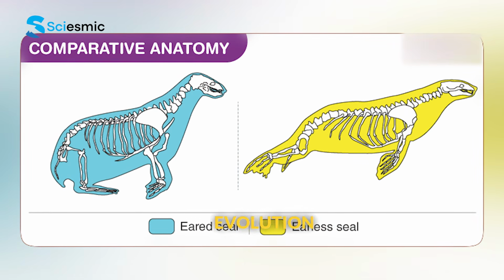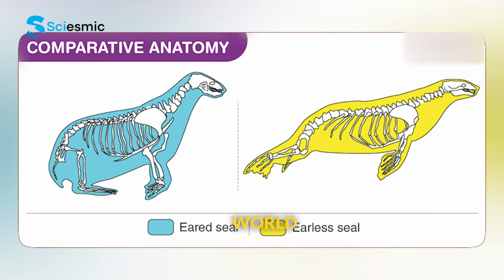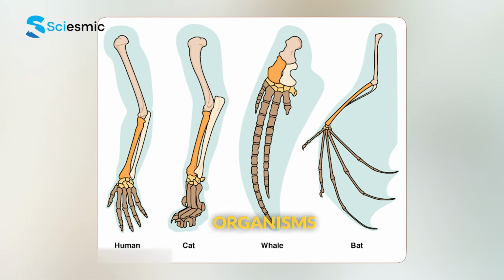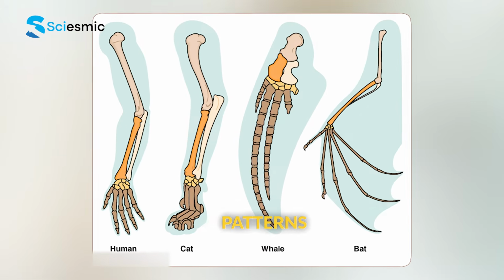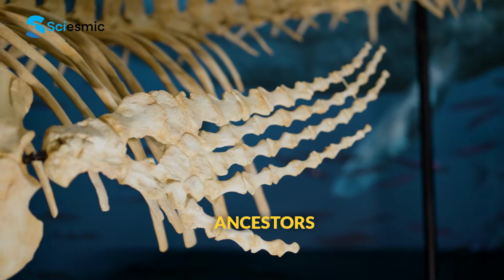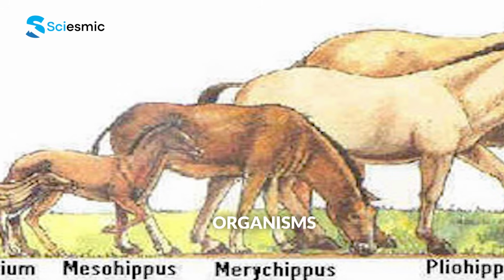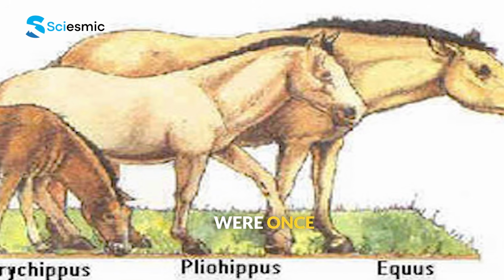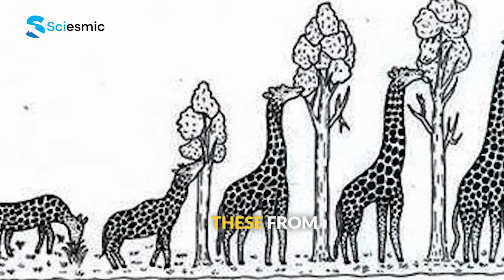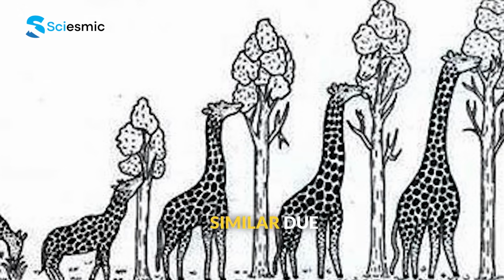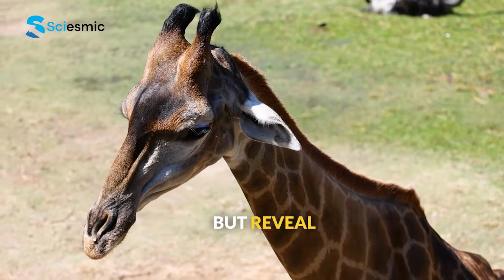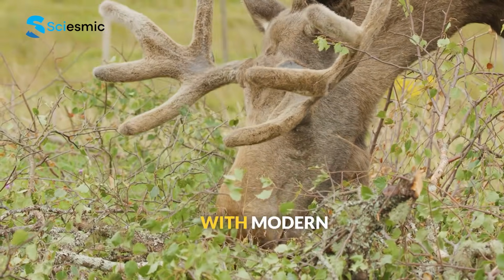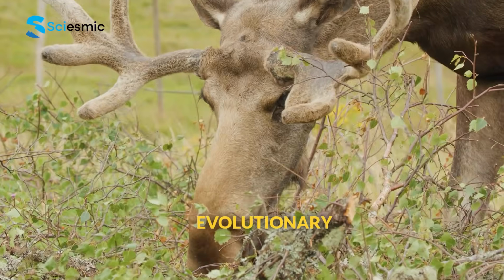Comparative anatomy reveals evolution's signature throughout the living world. Homologous structures, like the pentadactyl limb, show that diverse organisms share underlying anatomical patterns inherited from common ancestors. Vestigial structures provide evidence that organisms have changed over time, retaining reduced versions of features that were once functional in their ancestors. We distinguish these from analogous structures, which look similar due to similar functions, but reveal independent evolution, not common ancestry. Comparing fossil anatomy with modern organisms documents evolutionary transitions.